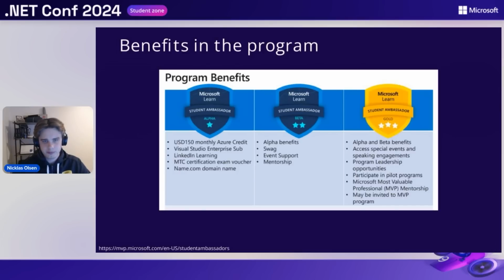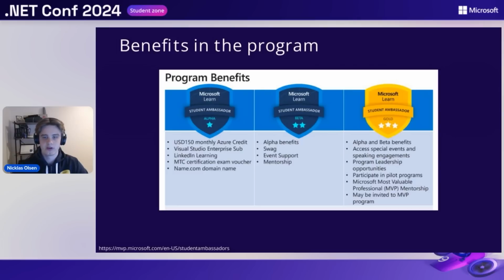So what do you actually gain as benefits in the program? Just to start off, it's not about the benefits in general, but benefits are really nice and can really help you advance your skills as well. To name a few of them, with the Alpha milestone, you will get access to the Visual Studio Enterprise subscription, LinkedIn Learning, but you will also get your own student ambassador mail address. When you advance to beta, you will of course get all the Alpha benefits, some swag. You will also receive event support and mentorship as well.